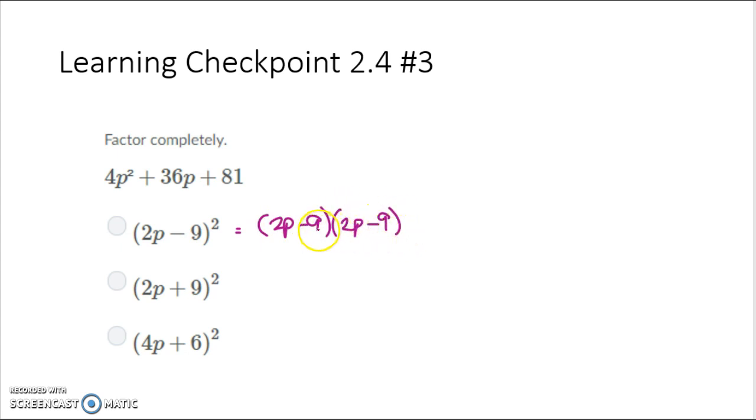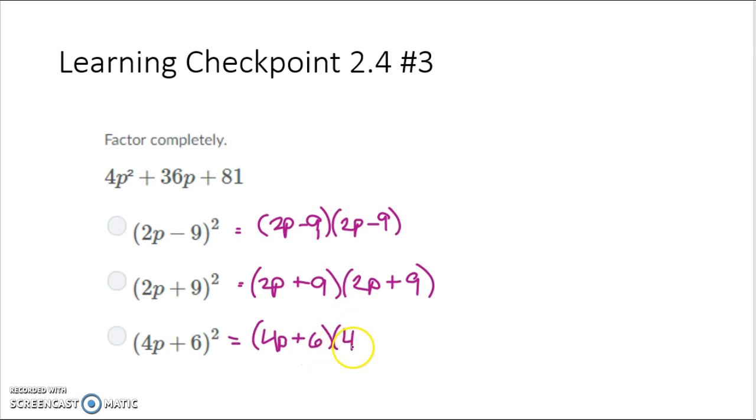And then you can use the FOIL method to go back through and say 2p times 2p, 2p times negative 9, negative 9 times 2p, and negative 9 times negative 9 to see if this is giving you the expression that you started with. And you would do the same thing for each answer choice to go through and check. This is 2p plus 9 times 2p plus 9, and then just go through, multiply through using that FOIL method that we talked about before, and just see which one gives you the expression that you started with.